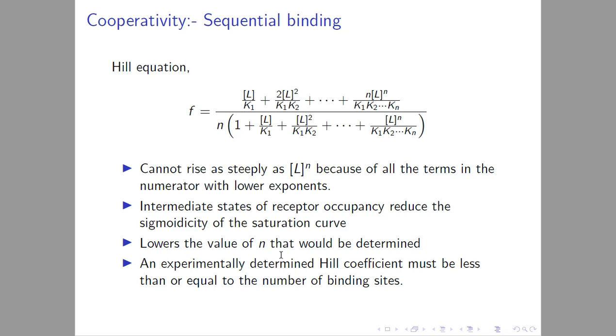Okay, the estimated Hill coefficient must be less than or equal to the number of binding sites. It is less than the number of binding sites if the binding sites are near to each other, and if the binding sites are far from each other, we can get a coefficient equal to the number of binding sites for the ligand to attach to.